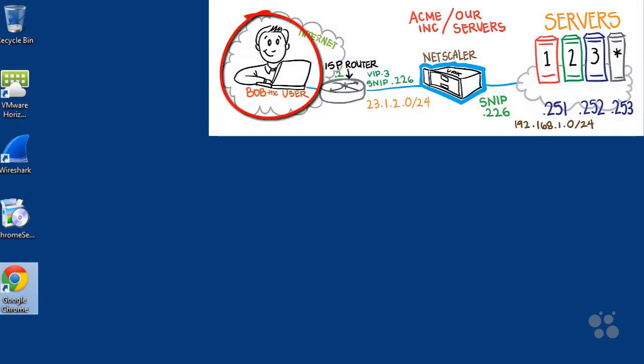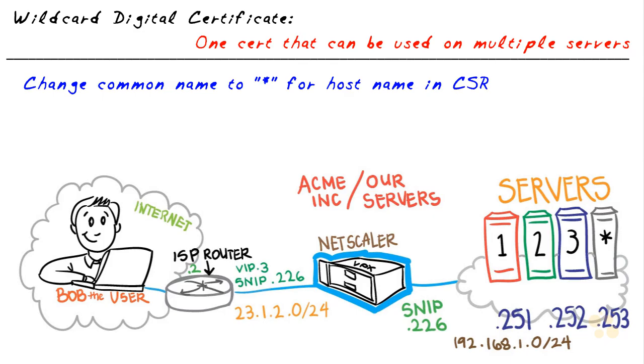So we are back at Bob's PC, and on Bob's PC, let's go ahead and launch digital certificate by simply using an asterisk as part of the certificate signing request.